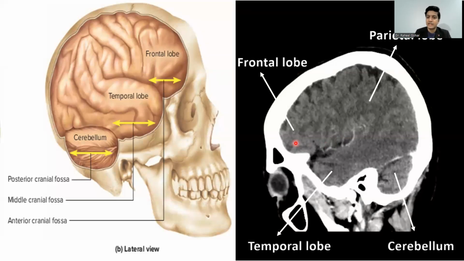Again, you can see here in the CT scan brain sagittal section, this is the frontal lobe, this is the temporal lobe, parietal lobe, and finally we have the cerebellum. And this white structure shown here is the tentorium cerebelli.